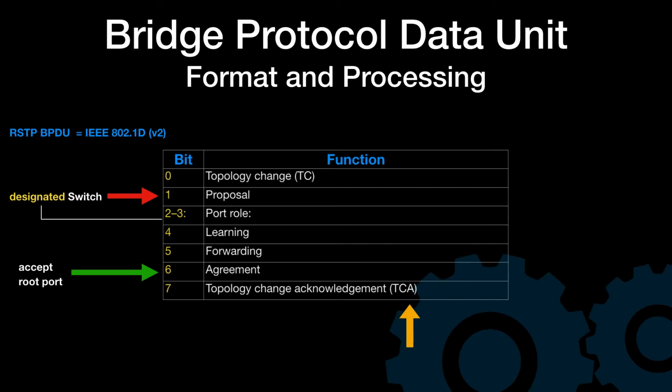The RSTP does not have a separate topology change notification, TCN, BPDU. It uses the topology change, TC, flag to show the topology changes. However, for interoperability with 802.1d devices, the RSTP device processes and generates TCN BPDUs. The learning and forwarding flags are set according to the state of the sending port.